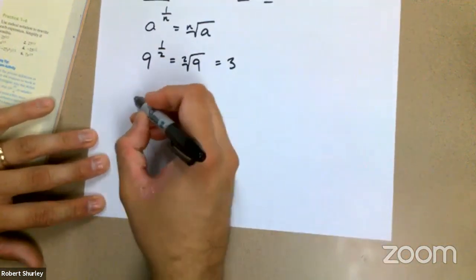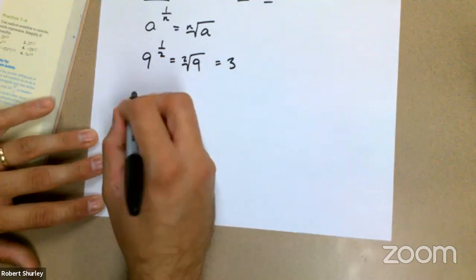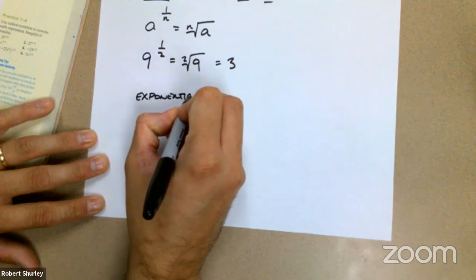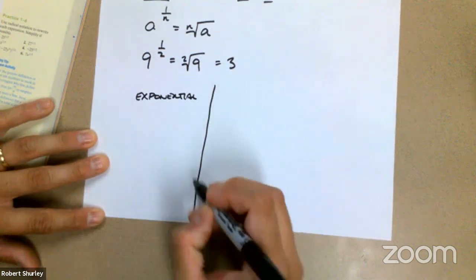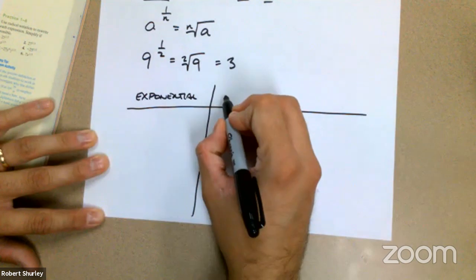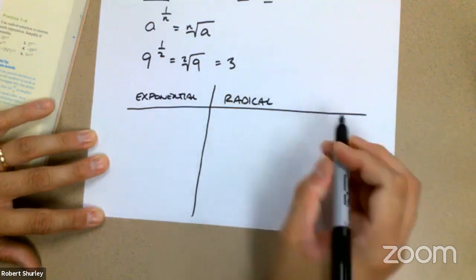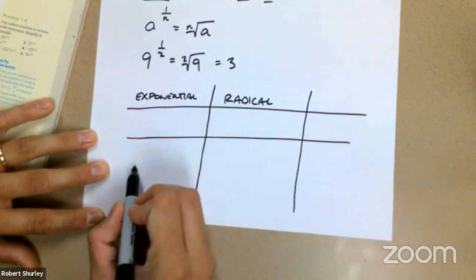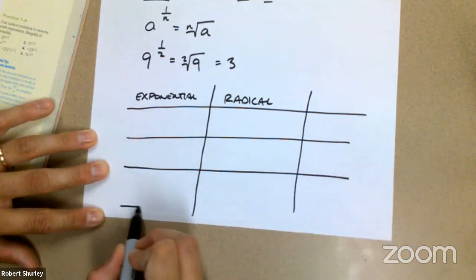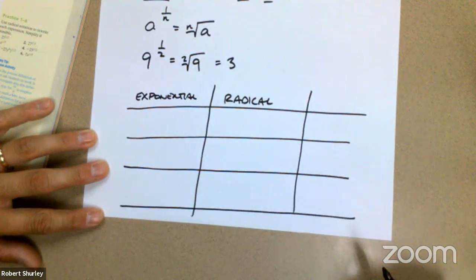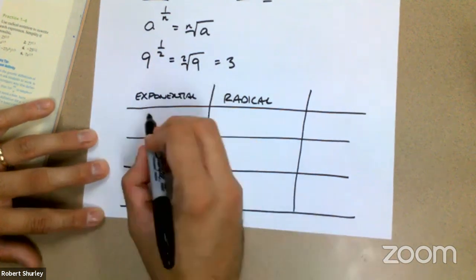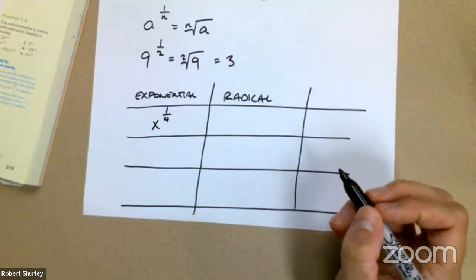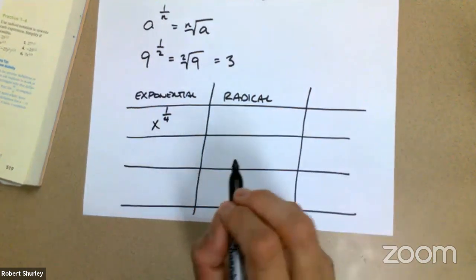So I'm going to make a chart here, and we're going to go back and forth between these. This is going to be considered an exponential term and a radical term. So let's do a few of them, just to go back and forth so we get comfortable with how they work. If we had something like x to the 1/4, and all I wanted to do is write it as a radical, well, just like up here.